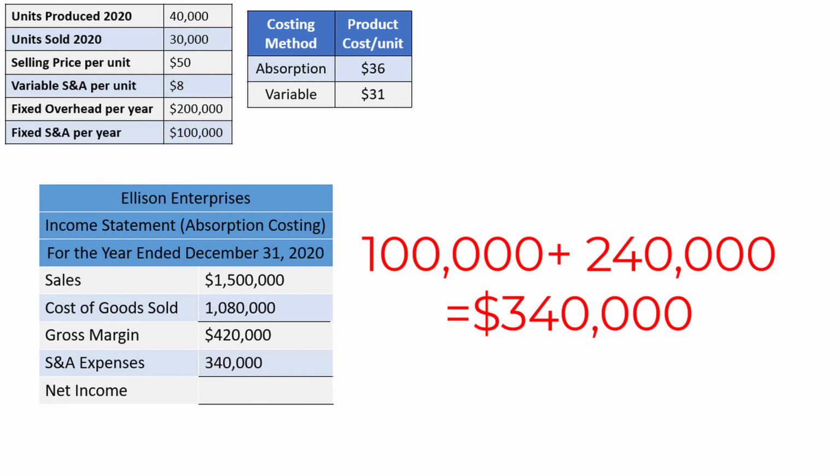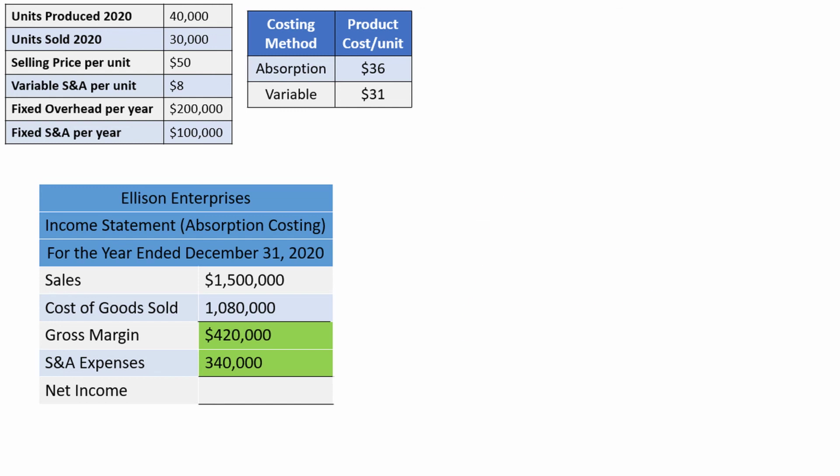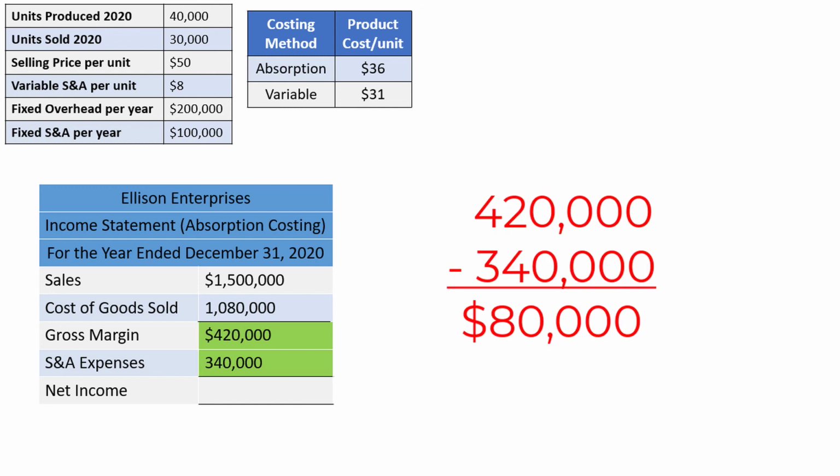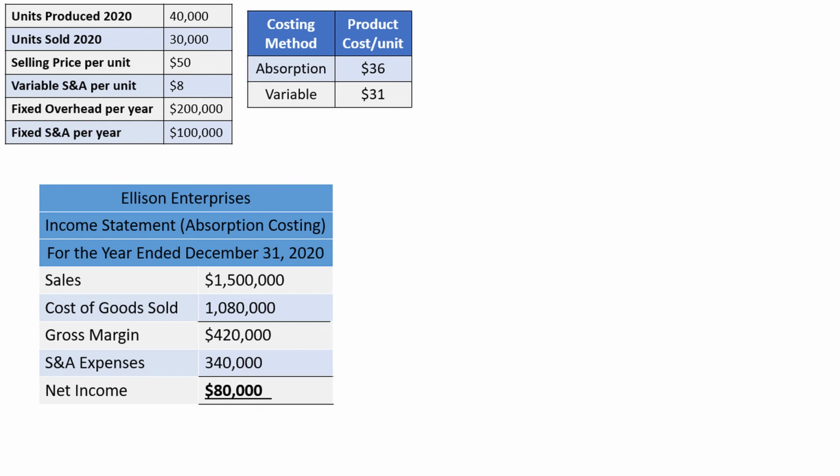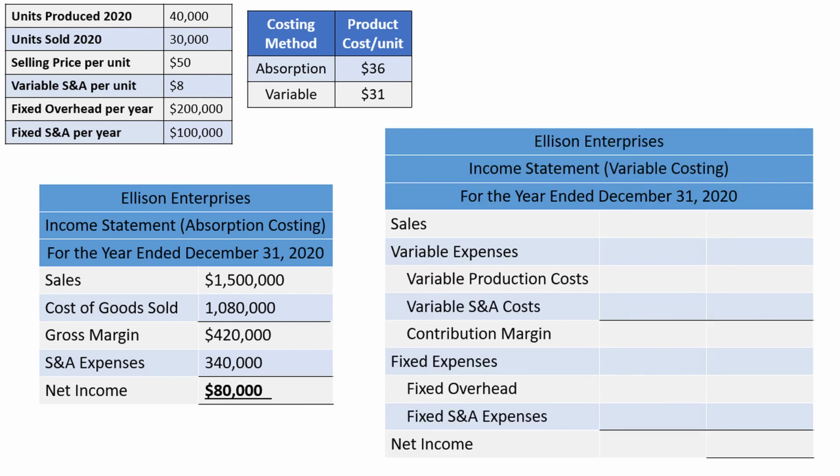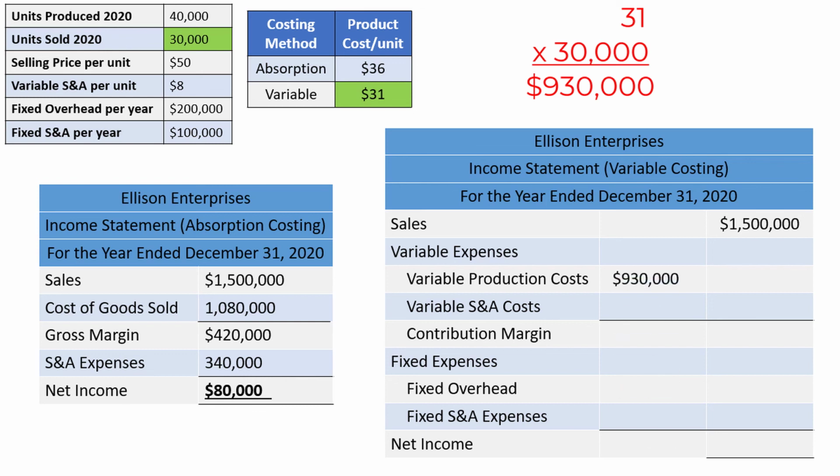The net income is the gross margin minus the selling and administrative expenses, which comes to $80,000. Next, we can move on to the income statement using variable costing. The sales are the same at $1,500,000. The variable production costs are $31 per unit times the 30,000 units sold, which comes to $930,000.